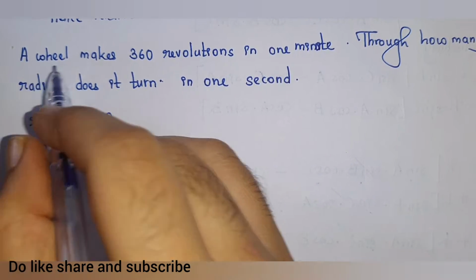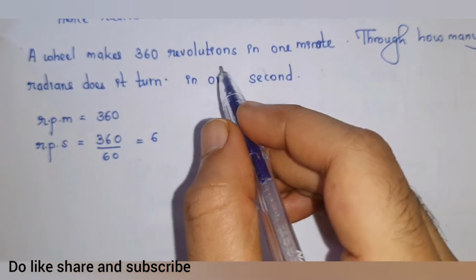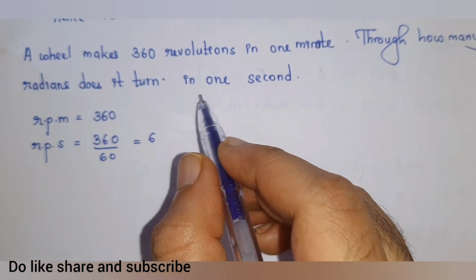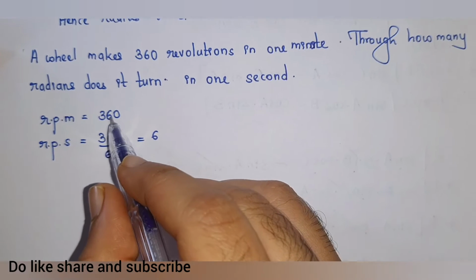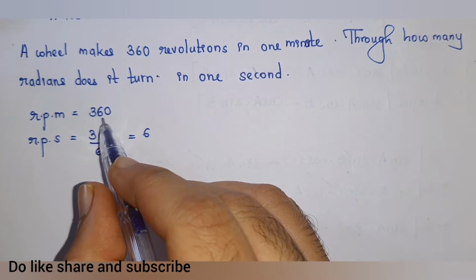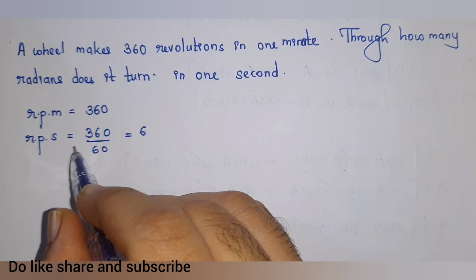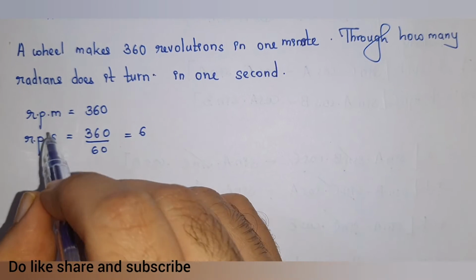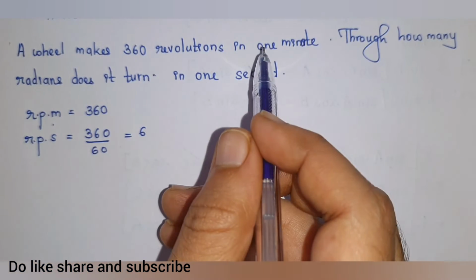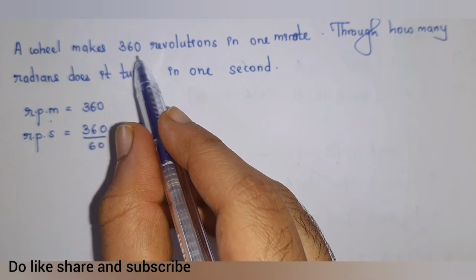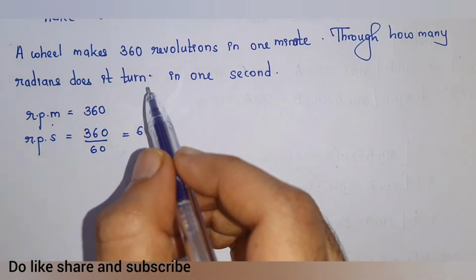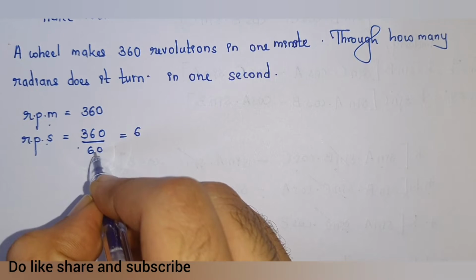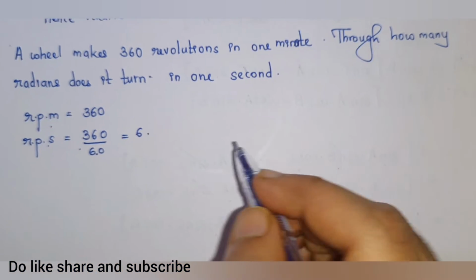Now we have the question: a wheel makes 360 revolutions in 1 minute. Through how many radians does it turn in 1 second? From the given, we have RPM is equal to 360, and RPS is equal to 360 by 60, that is equal to 6. Here RPM means revolutions per minute. Here it is given revolutions per minute is 360, and while converting into seconds we have to divide it by 60, that is equal to 6.